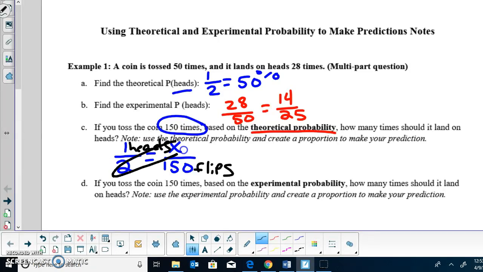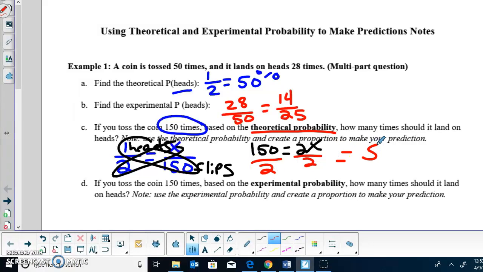When I cross multiply and then divide, 150 equals 2x. Divide by 2, that gives me 75. That means that it should land on heads 75 times, which is half of 150, which makes sense.